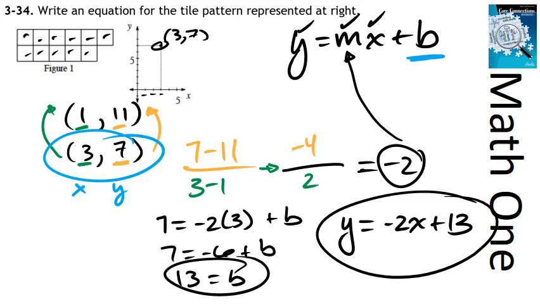For example, when I plug in 1, I do get 11 out of it. And when I plug in 3, that would be a 13 minus 6, which is also 7. That works as well. And if I plugged in 0, I would see, oh, guess what? The y-intercept is 13. And I know the figure 0 contained 13 tiles.